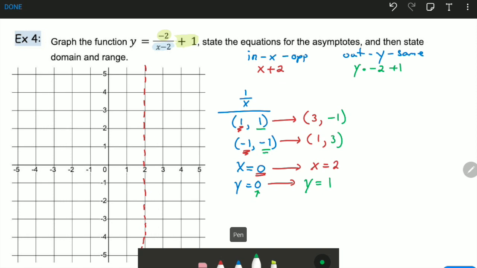And the same thing with y equals 1. It's a horizontal line, though, where all the y values are 1. Again, because it's an asymptote, we tend to represent it with a dotted line, or I guess a dashed line as well. Then we have our two points to plot on here. We got (3, -1), and we got (1, 3).